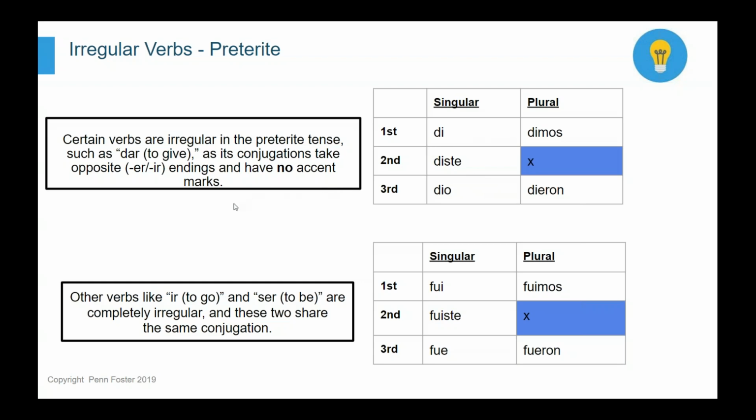And then another unique thing in the preterite tense are the verbs ir, which means to go, and ser, which means to be. They actually share the same exact conjugation. It is really as you're reading through sentences and context to determine which one you would use. As you can see, though, very irregular, being that they all start with an F.